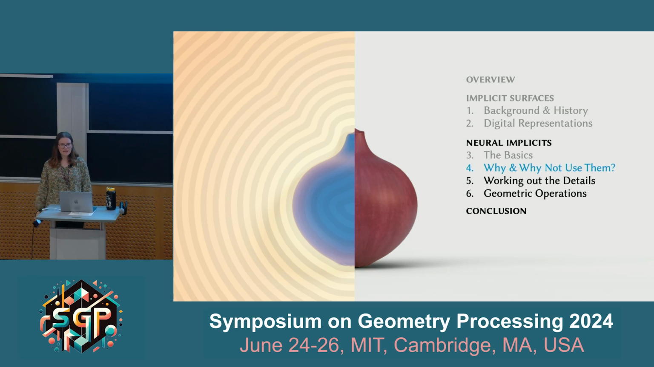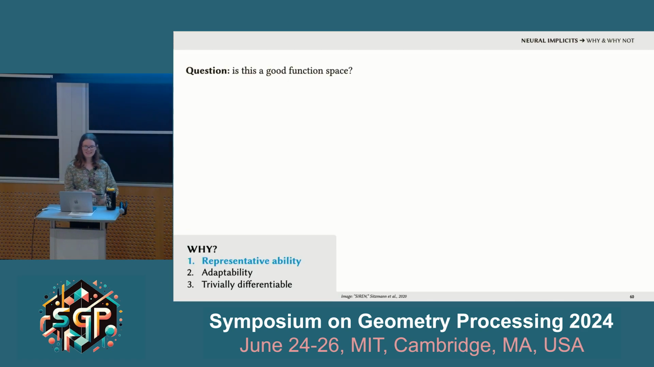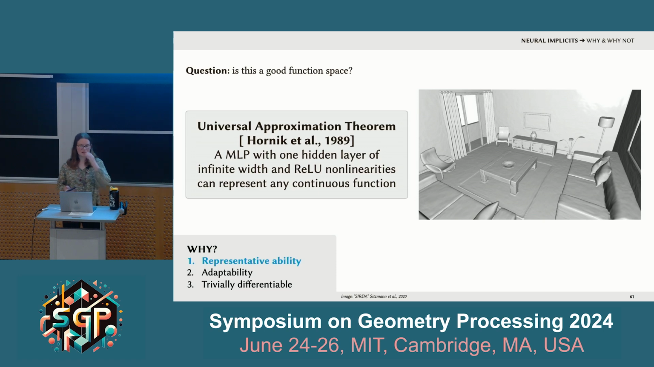All right. Now we're going to talk a little bit about why you might want to use neural implicits and why you might not want to use them as well. One question you might be left with after we talked about this arbitrary-seeming set of functions is whether this is actually a good function space. And there's a few things we can say about that problem.